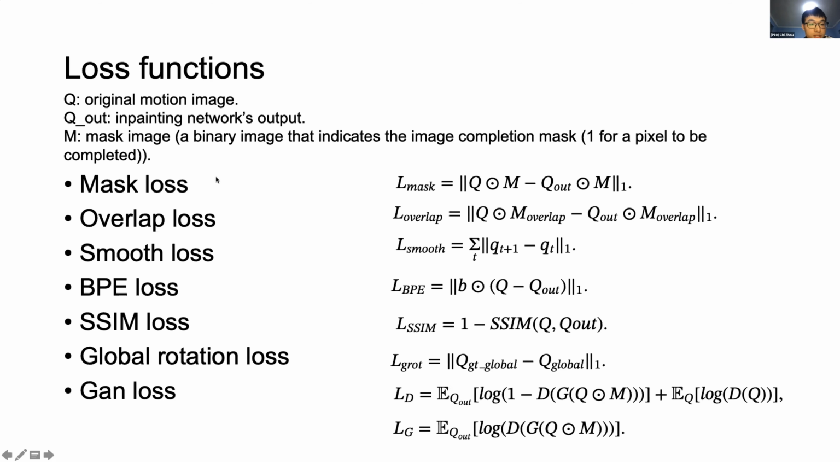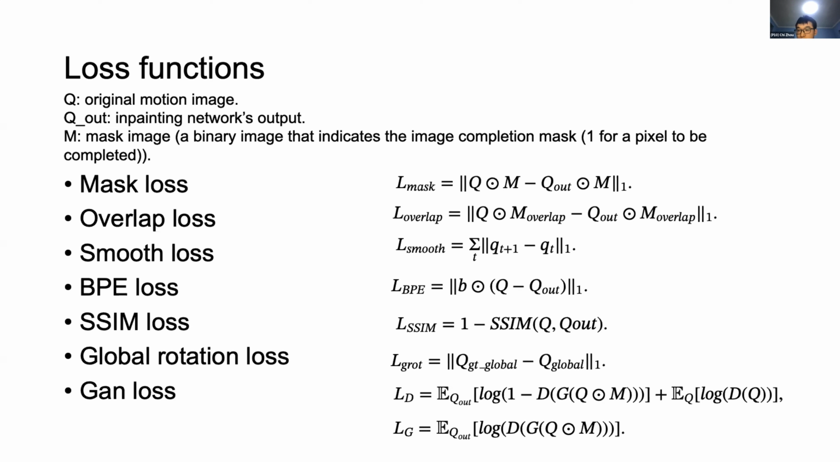And the mask loss computes the L1 distance between inpainting motion and the ground truth in the mask area. This loss improves the similarity of the output image and the ground truth. And besides L1 loss in mask area, we also define overlap loss of N frames near the mask area. This loss forces the network to produce a natural transition of image motion.